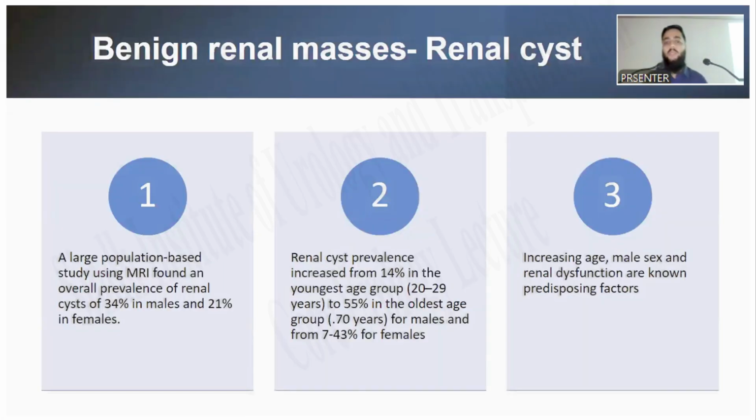Epidemiology: a large population-based study using MRI found an overall prevalence of renal cysts of 34% in males and 21% in females. Renal cyst prevalence increased from 14% in the youngest age group from 20 to 29 years to 55% in the oldest age group, 70 years, for males, and from 7 to 43% for females. Increasing age, male sex, and renal dysfunction are known predisposing factors.